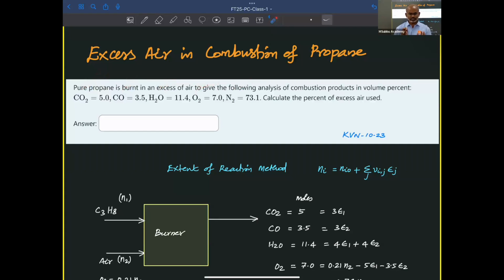So which indicates that there is excess air. Okay, it is already mentioned. Air means O2 and N2 are there in the feed. And because of this CO2 and CO are also coming up, so it is a kind of incomplete combustion happening. So always, based on the product information, we can write the possible reactions.